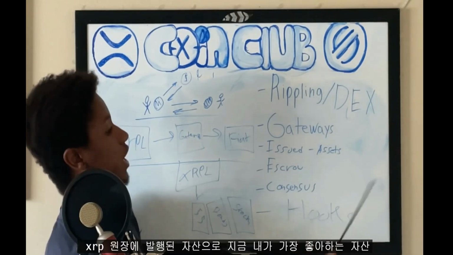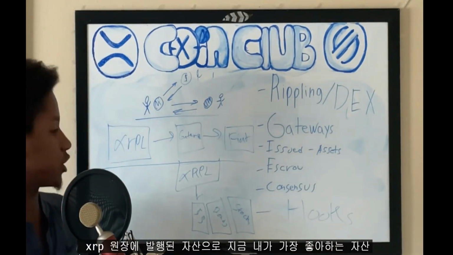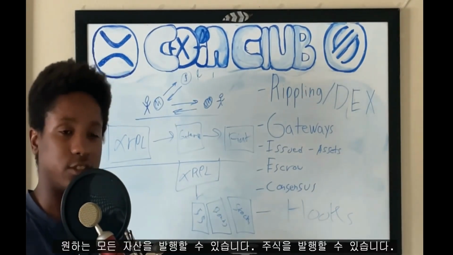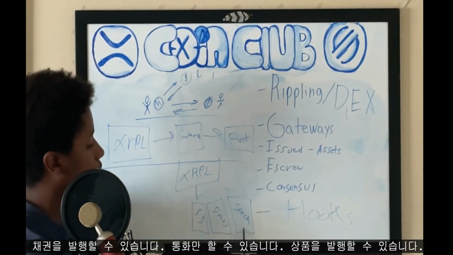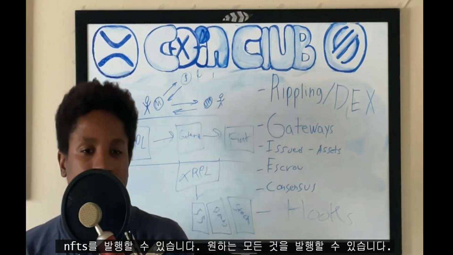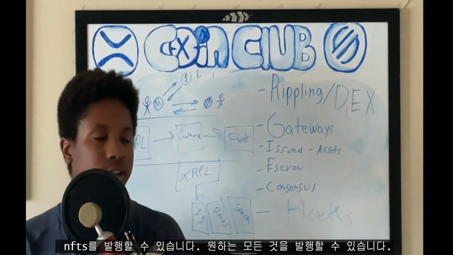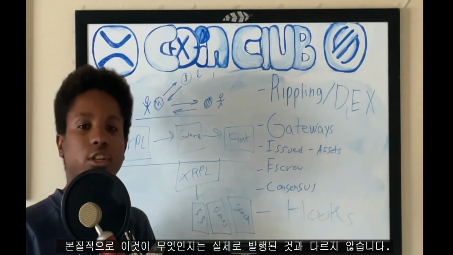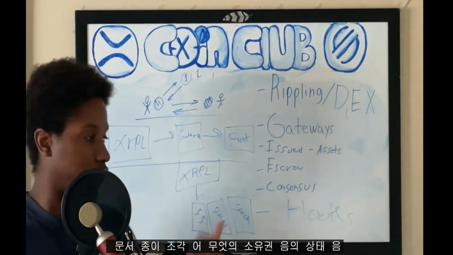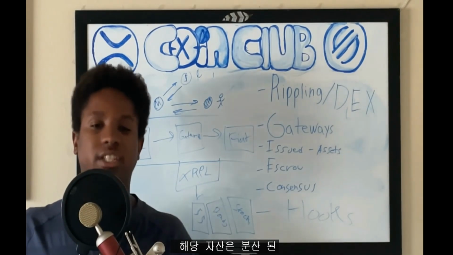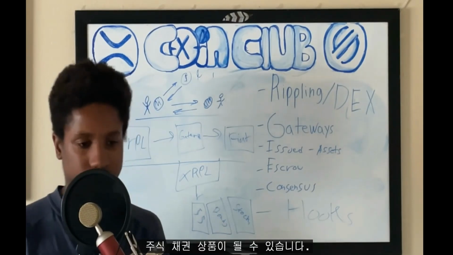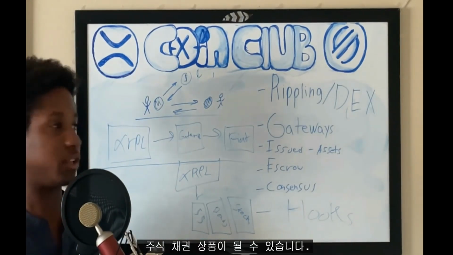Now we've got issued assets, my favorite. With issued assets on the XRP ledger, the native asset is XRP itself, but you're also able to issue assets of whatever you want. You can issue stocks, you can issue bonds, you can issue currencies, you can issue commodities, you can issue NFTs, you can issue whatever you want. And essentially this is really no different than an issued document, a piece of paper, a statement of ownership of whatever that asset may be. It's just listed on the decentralized network as that listed object, whatever that may be, stock, bond, commodity, whatever.